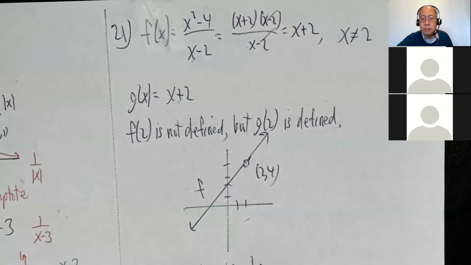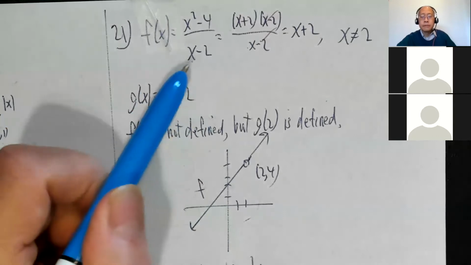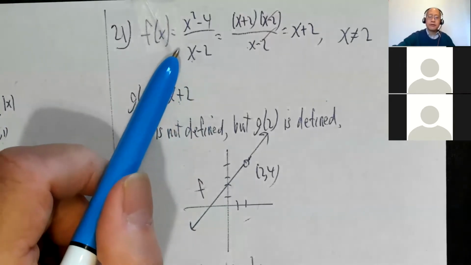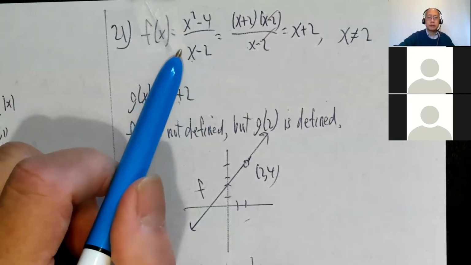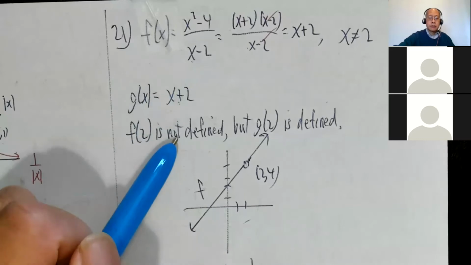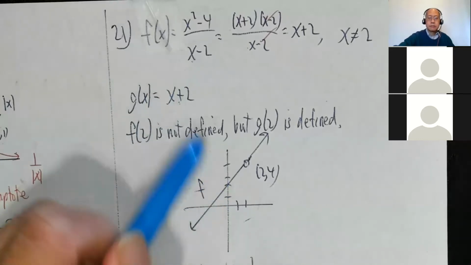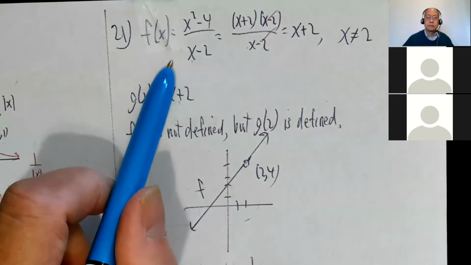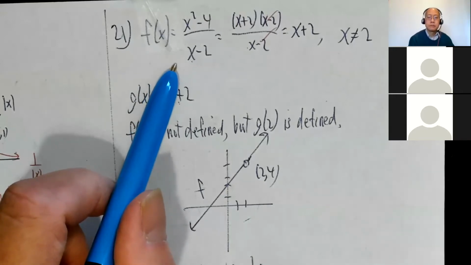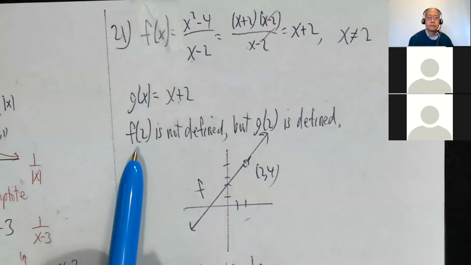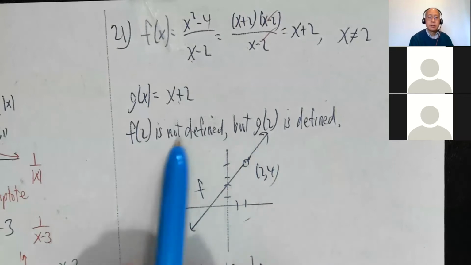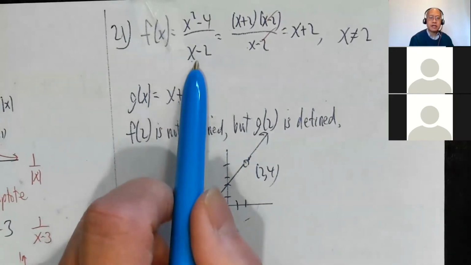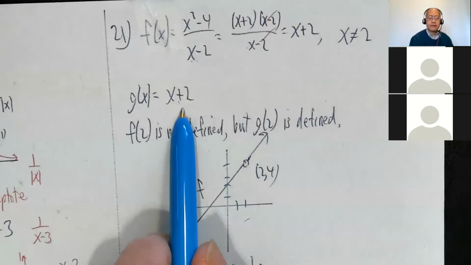Question: is the whole function undefined, even if it's only one point that makes it undefined? No, the function is defined everywhere except at 2. If you ask for the domain, it is all real numbers except for 2. If a question like that came up on a quiz, could we write that f of x is defined except at 2? Yes, on a quiz or exam, just put this exact language. Okay, so f of 2 is not defined, but g of 2 is defined.